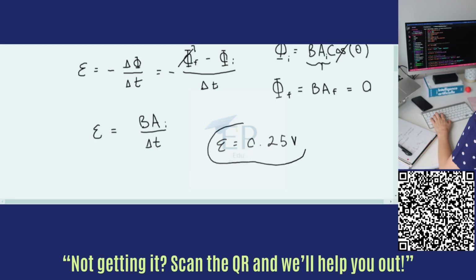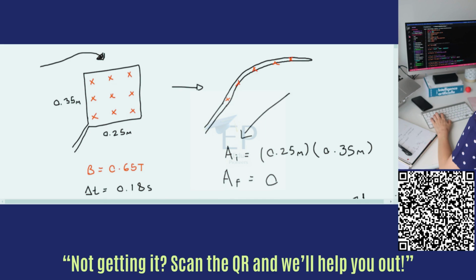So that is how you would calculate the induced EMF in a loop in a uniform constant magnetic field, where we start off with this square loop and we flatten it out so that there's virtually no area left in our loop.